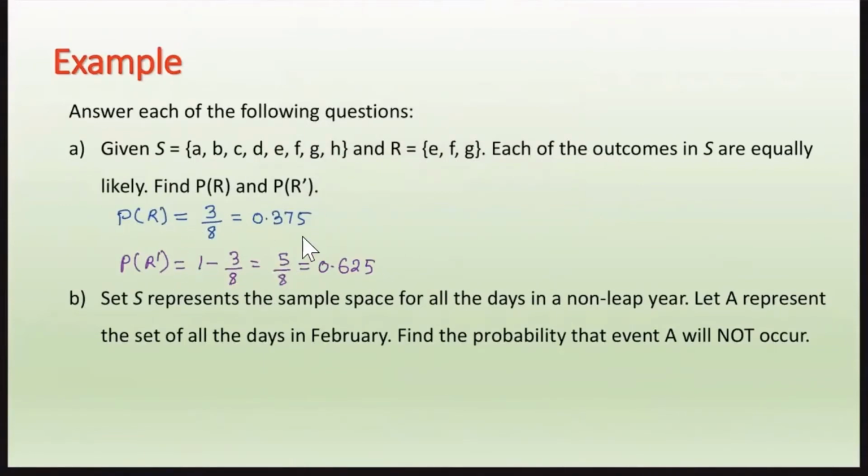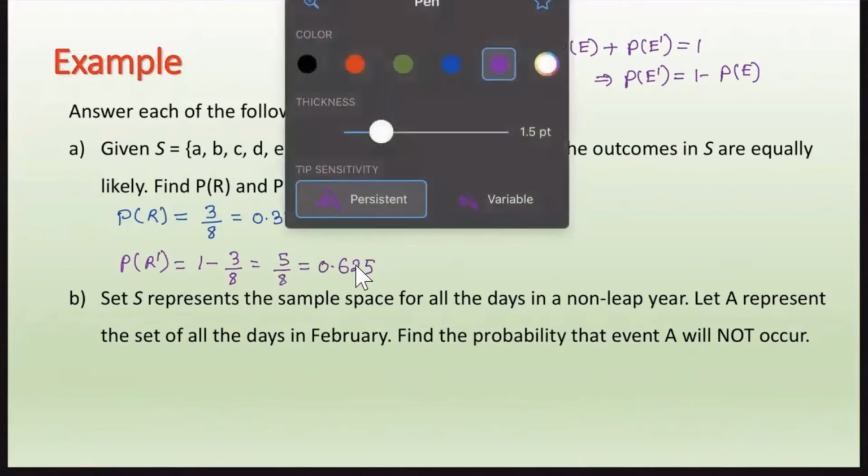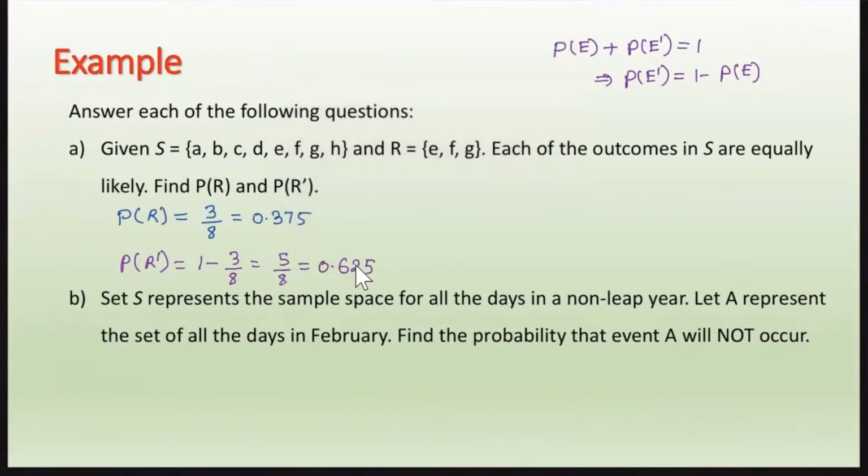Still, we are working on that complementary probability where we say probability of any event E plus probability of complement of the event E is equal to 1, which implies probability of complement of the event is equal to 1 minus probability of the event. We are still using that formula. Any question on part A? Waiting for your response. Okay.